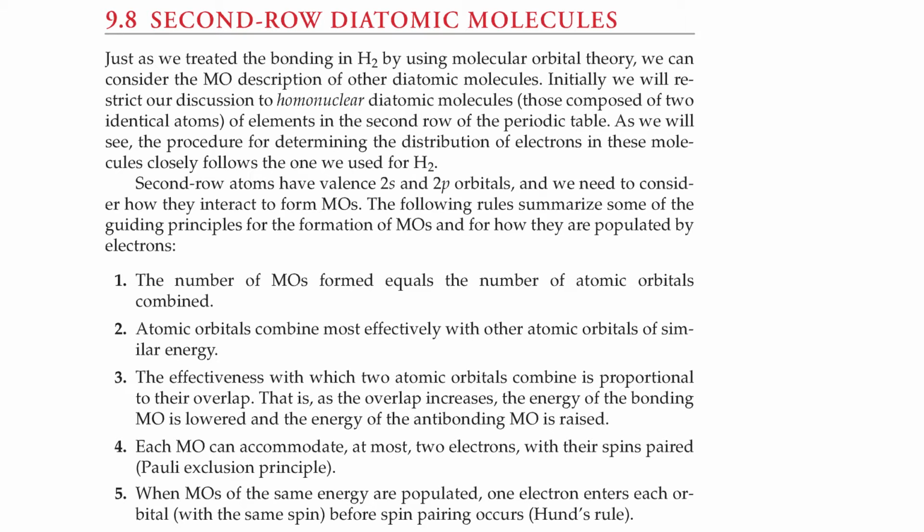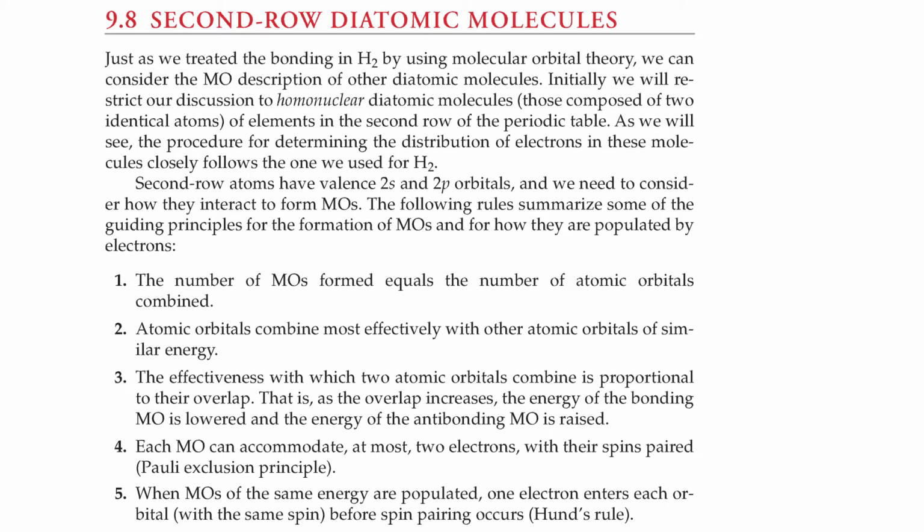The number of molecular orbitals formed equals the number of atomic orbitals combined. 2. Atomic orbitals combine most effectively with other atomic orbitals of similar energy. 3. The effectiveness with which two atomic orbitals combine is proportional to their overlap. That is, as the overlap increases, the energy of the bonding molecular orbital is lowered, and the energy of the antibonding molecular orbital is raised.